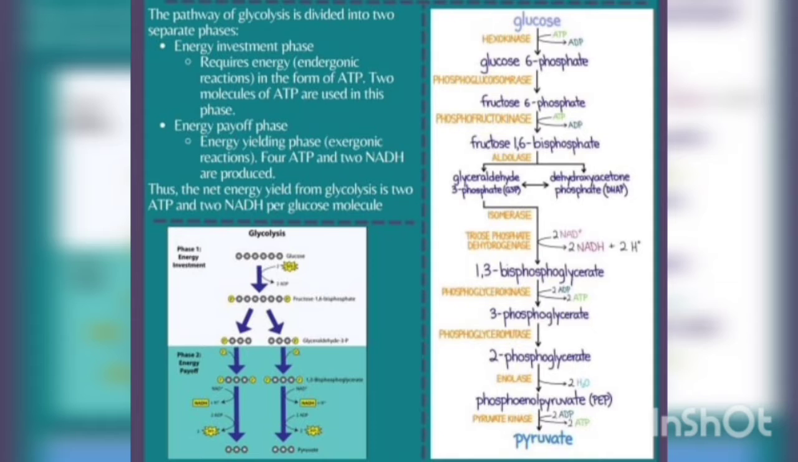The second is the energy payoff phase, the energy yielding phase. In the exergonic reaction, 4 ATP and 2 NADH are produced. Thus, the net energy yield from glycolysis is 2 ATP and 2 NADH per glucose molecule. In this picture, what we see are the steps of glucose being converted to produce pyruvate in a flow chart.